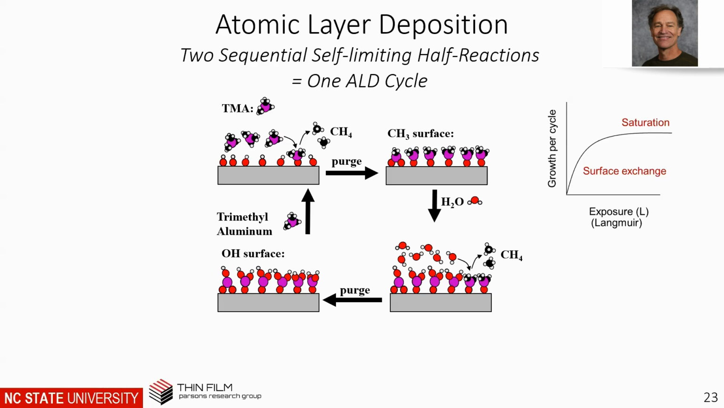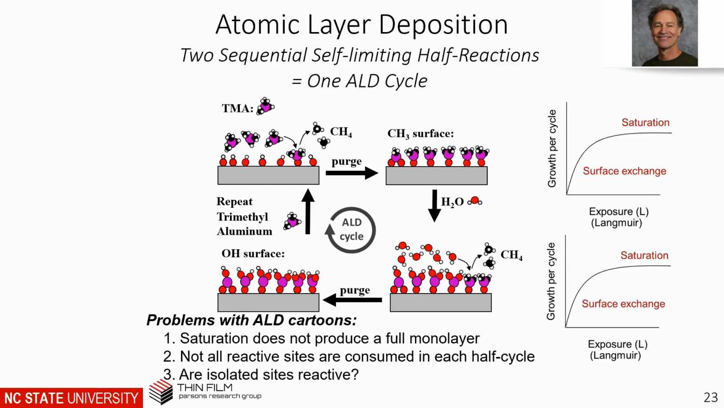And then when it does, we can bring in a second reactant, and then that reacts again, and that does a saturation also, and we can go around and around this cycle and build up a film layer by layer. So that's an ALD cycle.